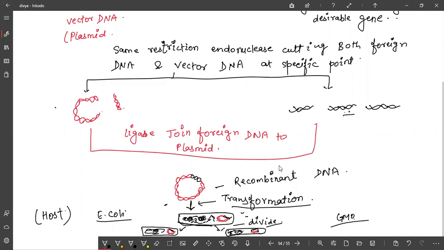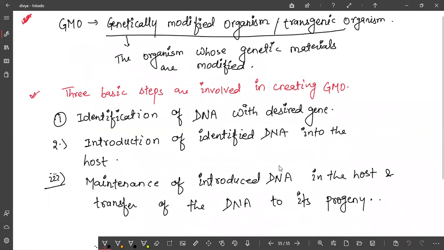Is it clear to you? Now what you have done is you have changed the genetic material of this bacteria. So this bacteria is called genetically modified organism or transgenic bacteria. Is it clear to you? Are the three steps clear to you? What are the three steps?